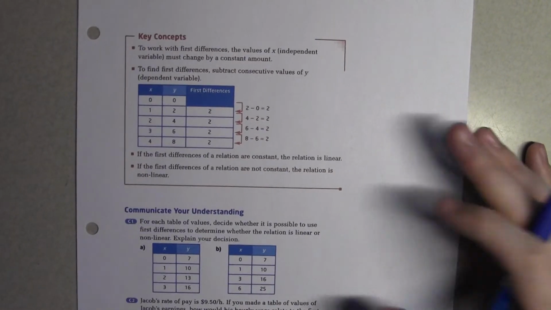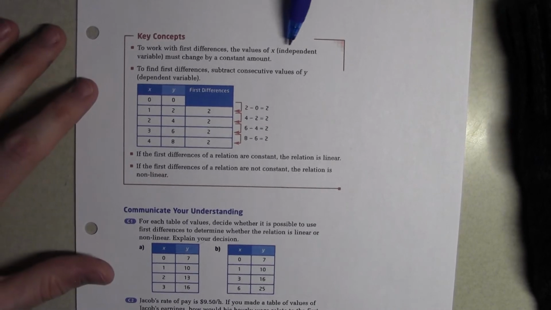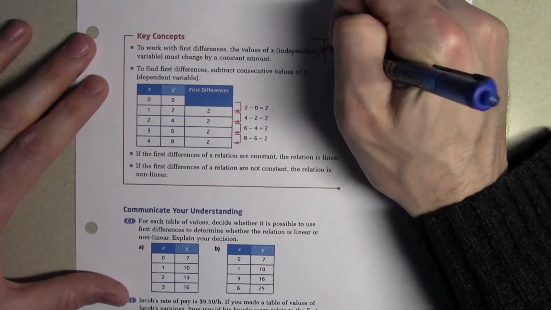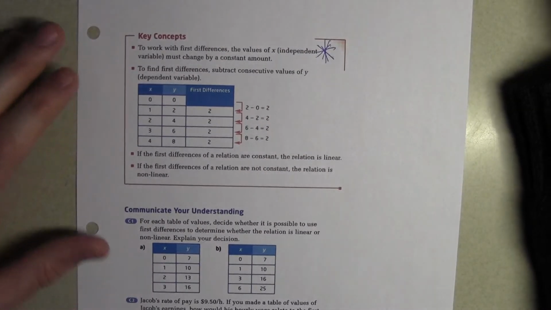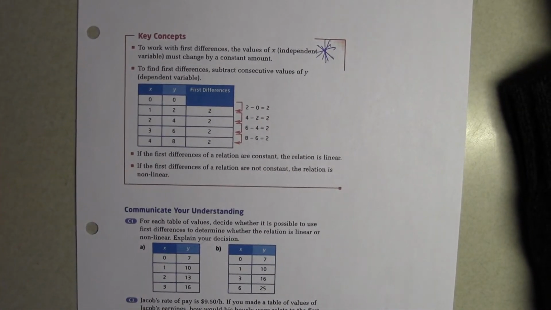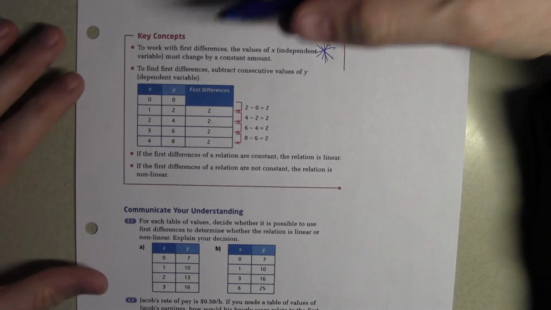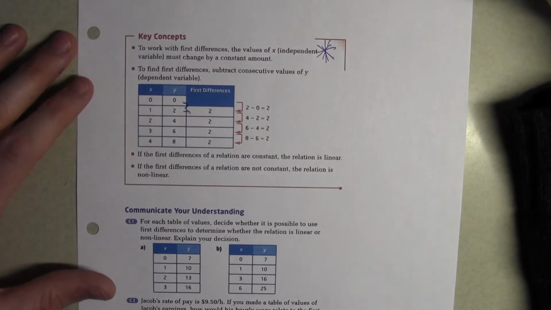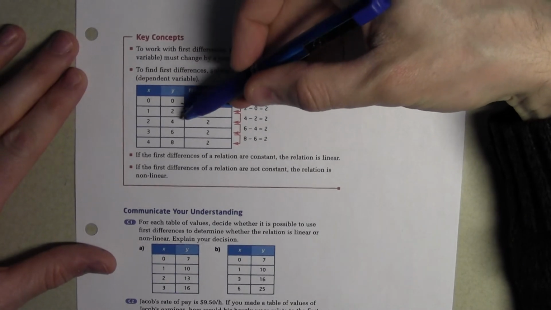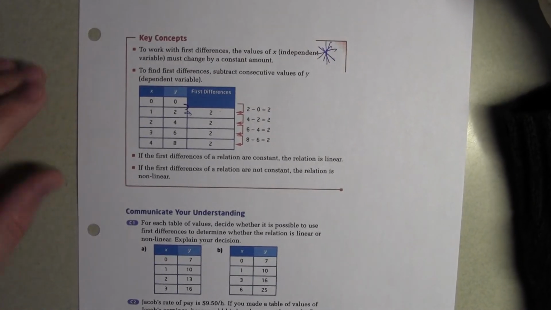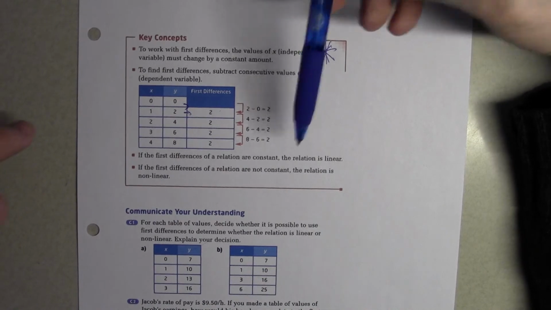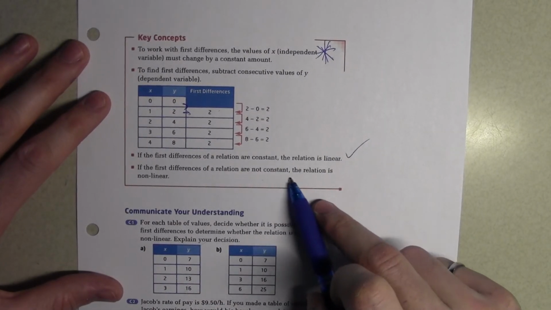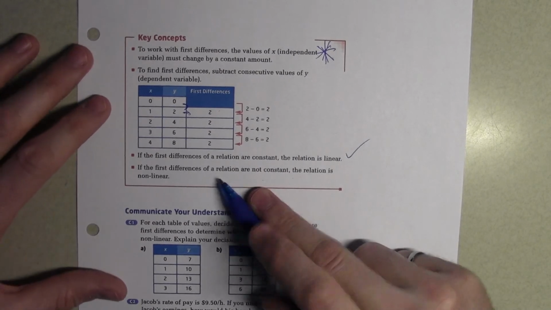Key concepts. To work with first differences, the values of x, the independent variable, must change by a constant amount. Very important. To find first differences, subtract consecutive values of y, the dependent variable. I like to put them in the middle. You're subtracting that value and getting this. If the first differences of a relation are constant, the relation is linear. If the first differences of a relation are not constant, the relation is nonlinear.